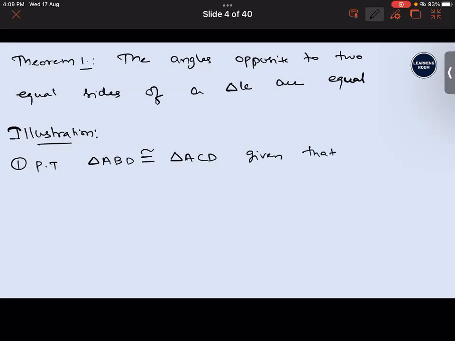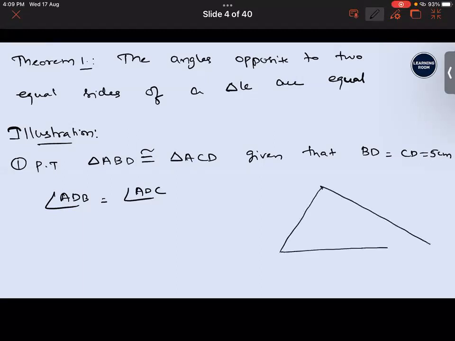Given that, GT means given that. BD is equal to CD is equal to 5 centimeter, and angle ADB is equal to angle ADC. They have not given you the diagram. It is you who has to construct it. A, B, C. So what is the point D? They are saying BD is equal to CD is equal to 5 centimeter. So where should it lie?